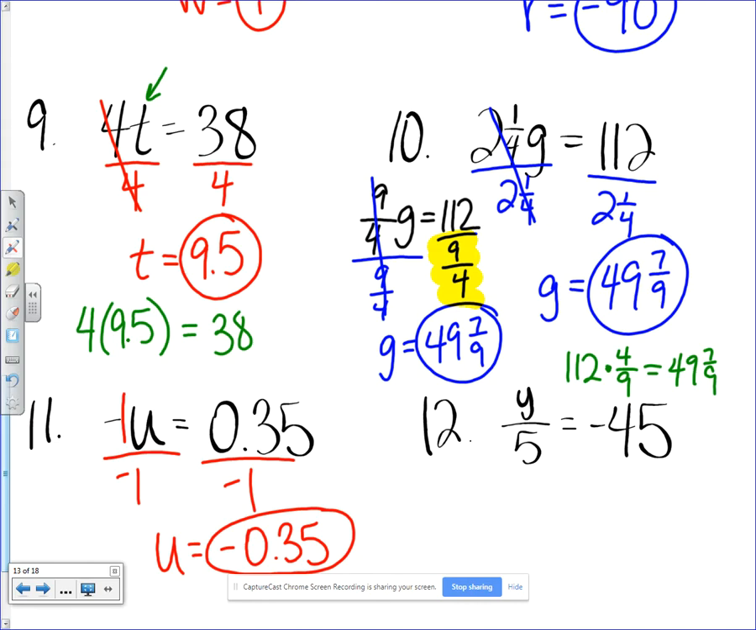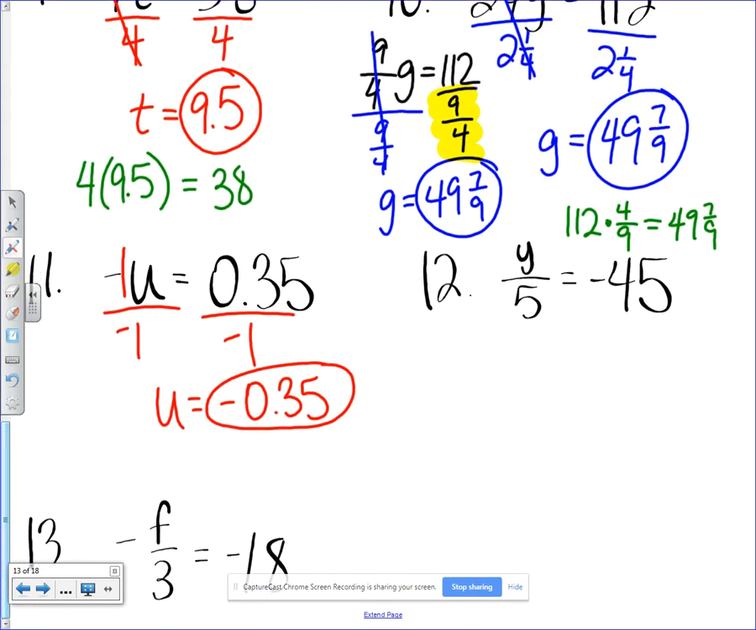Okay, so again, if you were to check yourself here, you would be putting that in right here for u, and it would look like this. Those two negatives there would cancel out, make a positive, and then that would be a true statement.